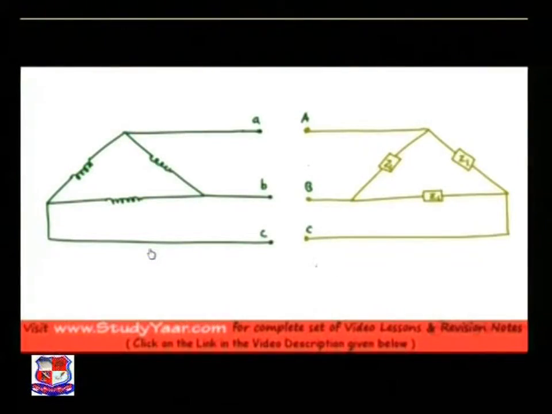In the previous lesson, we looked at a Y-Y network. We had a Y source and a Y load, or a star source and a star load, and we analyzed that network thoroughly. Now we are going to look at a delta connection.